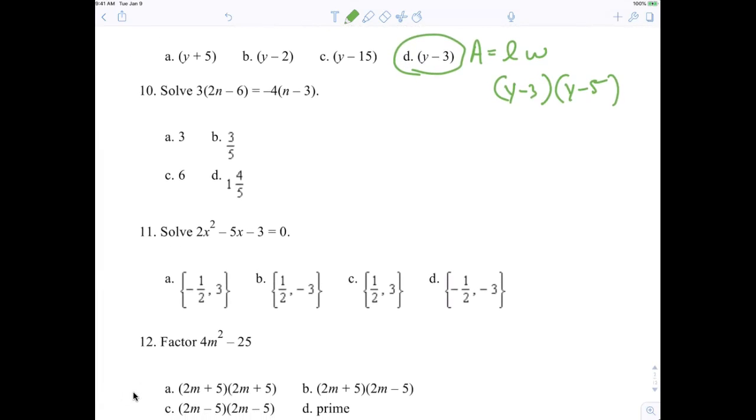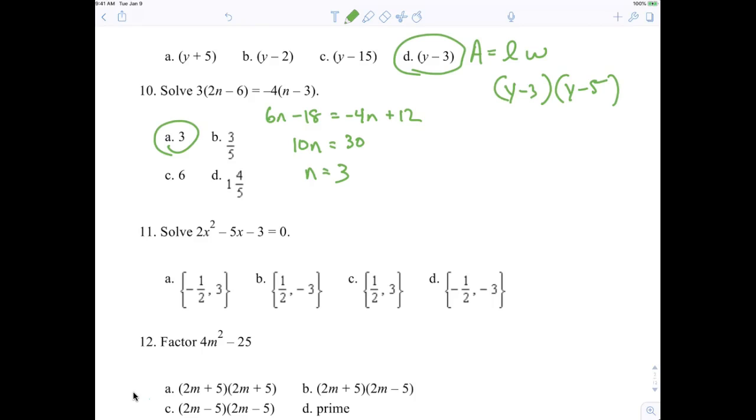All right, 10 was supposed to be there to kind of trick you, even though it's from the first semester, because it's not really a quadratic. So all we're doing here is distributing: 6n minus 18 equals negative 4n plus 12. 10n equals 30, so n is equal to what? 3. All right, that wasn't bad.